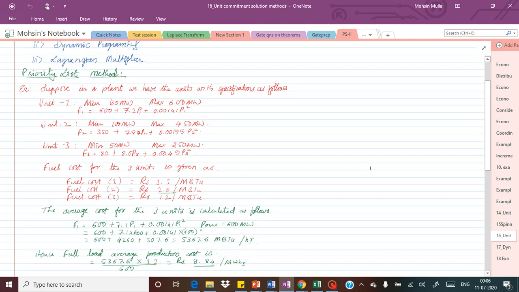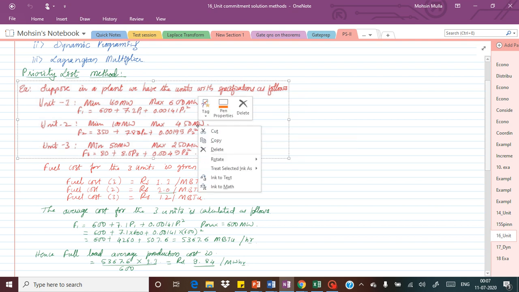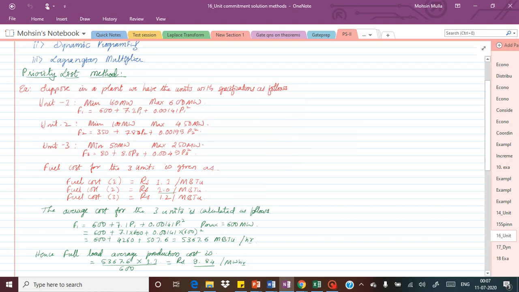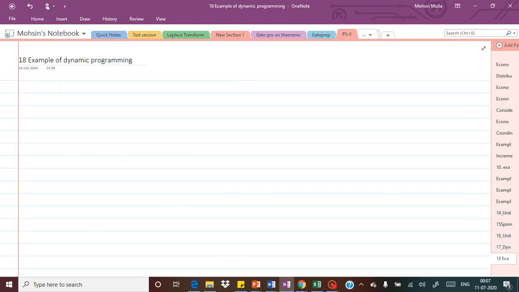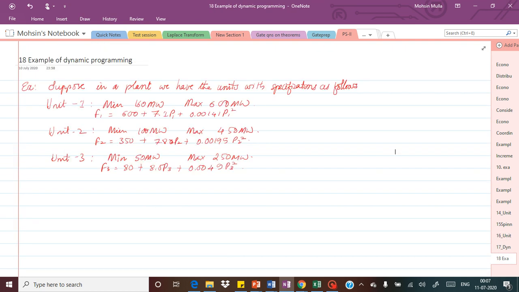It is the priority list method that we had done for this particular example. Here three units are given, and those three units have their own cost characteristics. Let me take the same example here because it will be easier for us to understand the concept we are using here. So this is the given case.